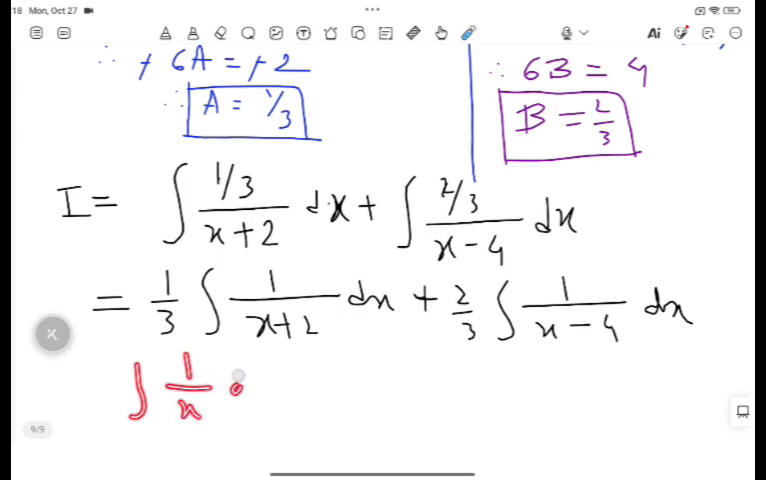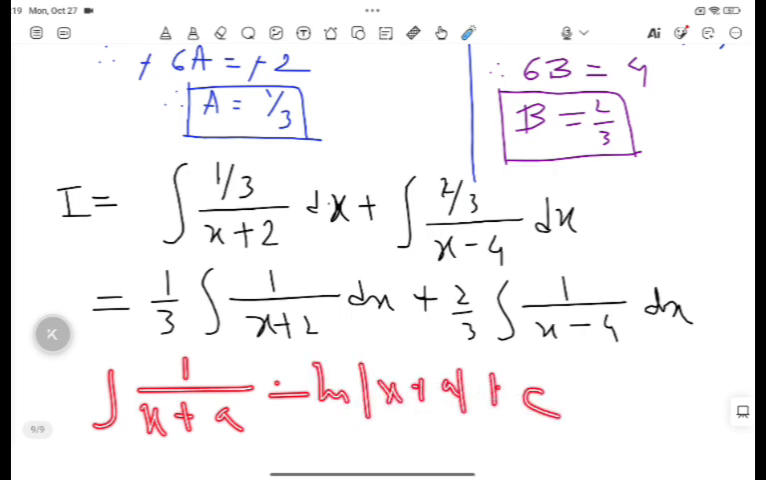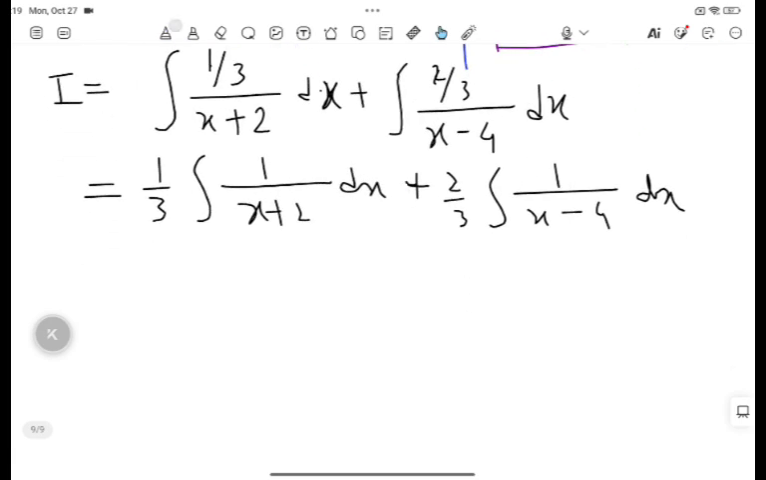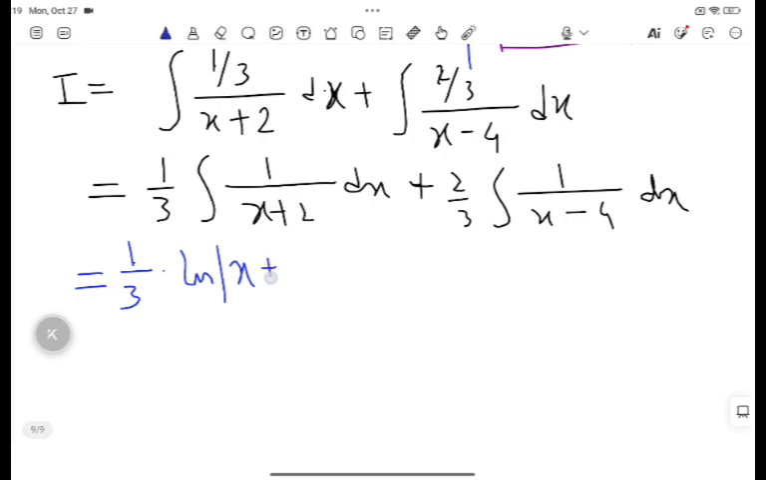Integral of 1 upon x dx is what? Log of absolute value of x plus c. And if there is a linear factor, like x plus a, it's just log of absolute value of that linear factor plus the constant, right? So that's what we're going to be doing here. So it's simply, very simply, 1/3 times the log of absolute value of the denominator, which is x plus 2, plus 2/3 times log of the denominator, which is x minus 4. And this is your answer.